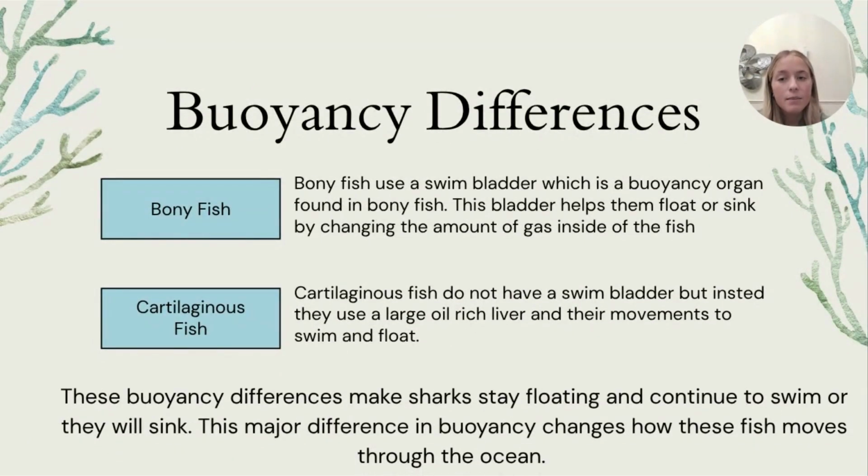Buoyancy differences. Bony fish use a swim bladder, which is a buoyancy organ found in bony fish. This bladder helps them float or sink by changing the amount of gas inside the fish. Cartilaginous fish do not have a swim bladder, but instead use a large oil-rich liver in their movements to swim and float. These buoyancy differences make sharks need to keep swimming or they will sink. This major difference in buoyancy changes how these fish move throughout the ocean.